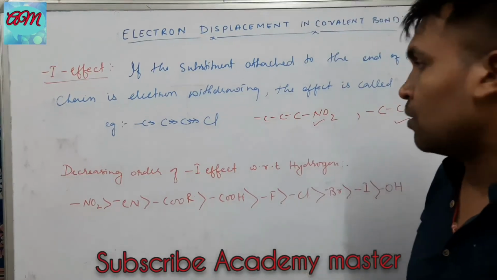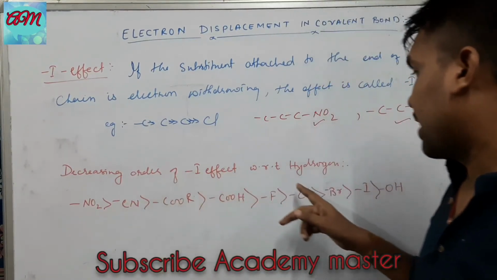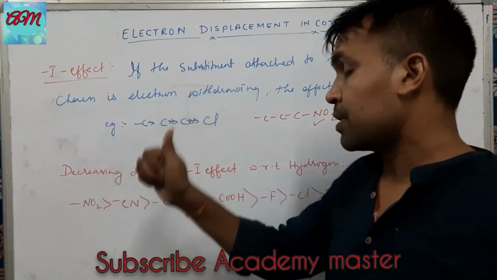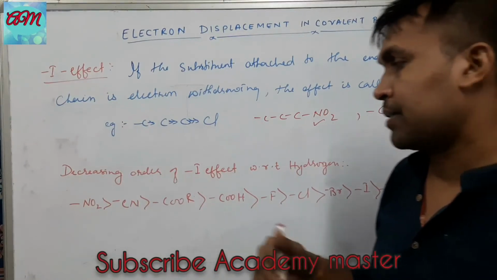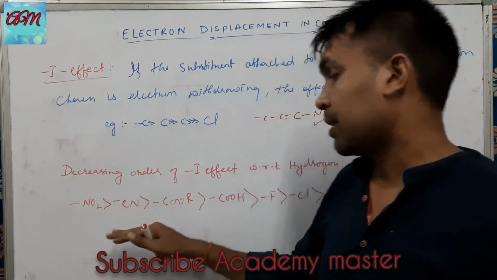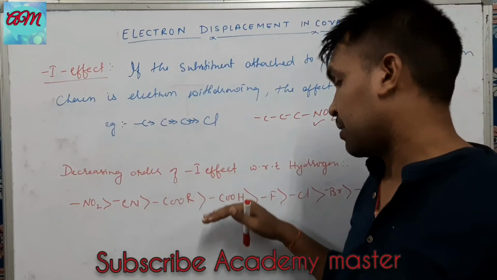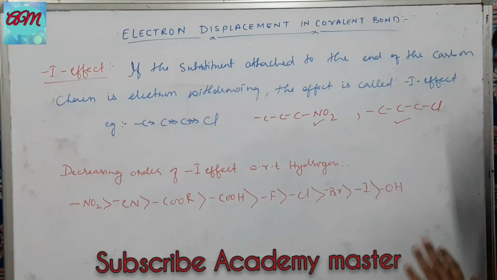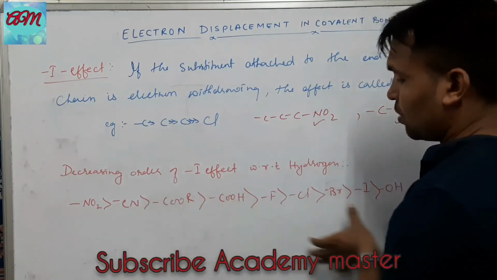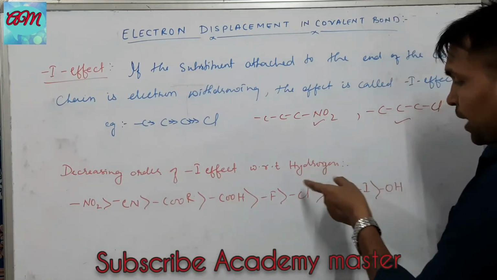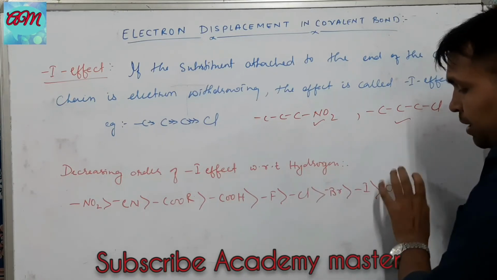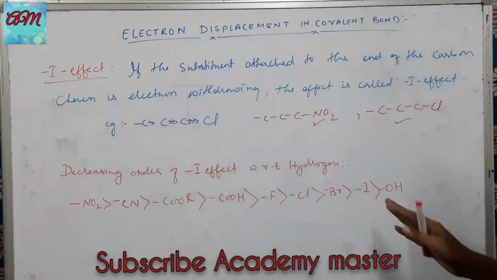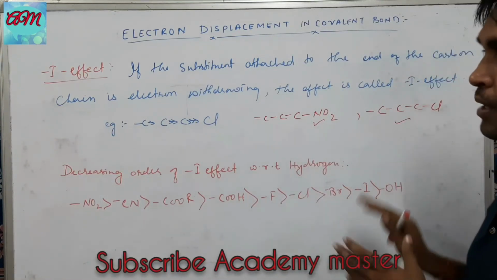Fine. So, the decreasing order of minus I effect with respect to hydrogen. Here we have written, the first and highest minus I effect is with what? Nitrogen, then comes cyano, then ester, then carboxylic acid, then the halogens fluorine, chlorine, bromine, iodine, and then alcohol OH. So this is the decreasing order of minus I effect with respect to hydrogen. This one will have the least minus I effect, and this one has the highest minus I effect. So try to learn it properly, dear students.